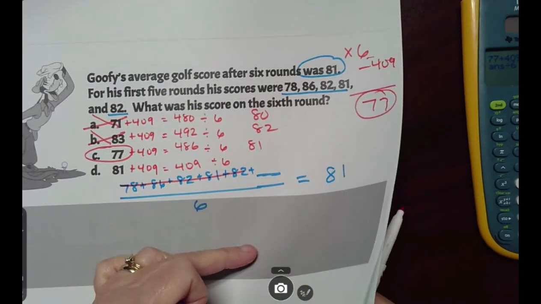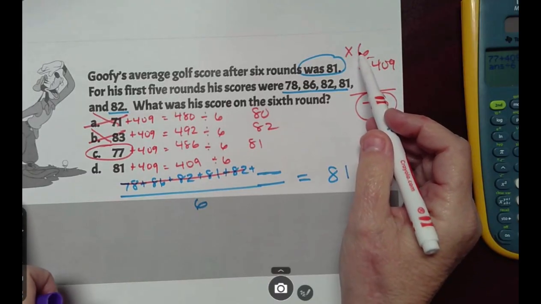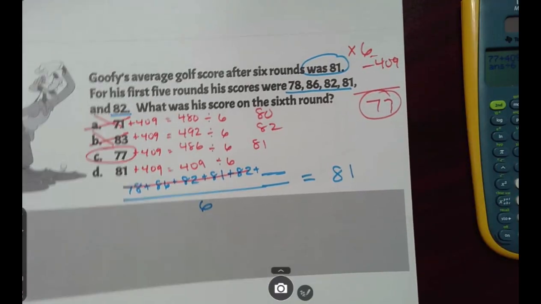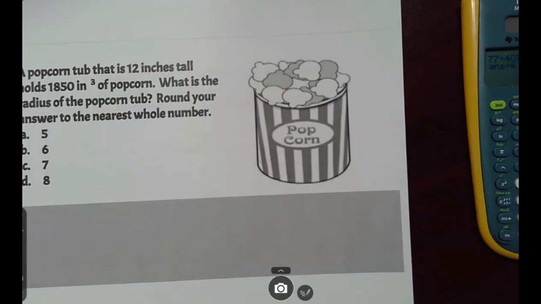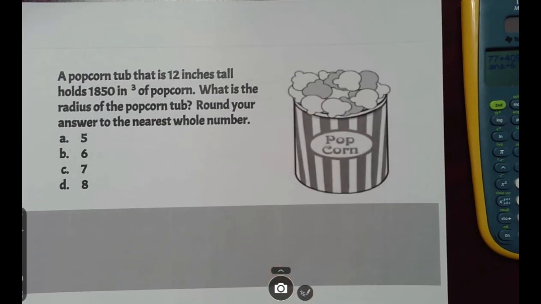If you don't have multiple choice answers, you're going to have to remember to multiply by how many numbers there are and subtract the ones that you already know. I mentioned that they do this some on geometry questions. Here's a geometry question where we have to work backwards.